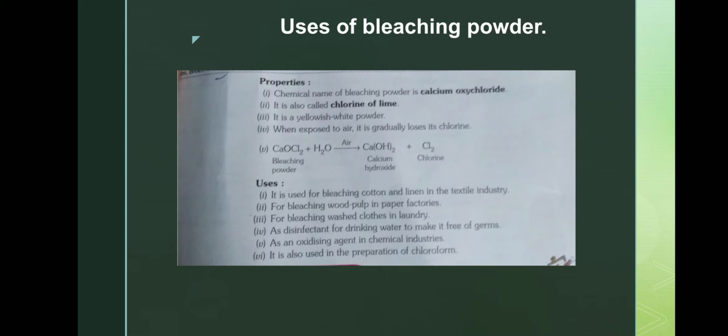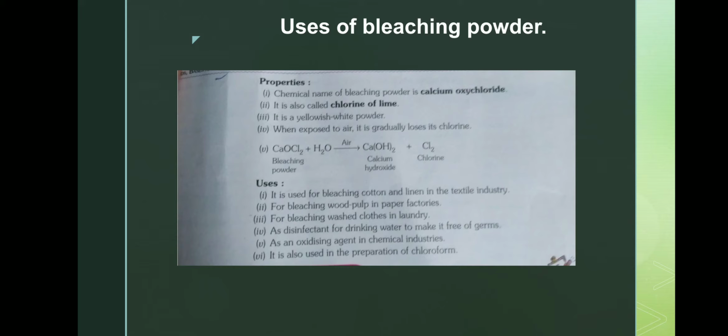Now next one is, what are the uses? Before uses, I want to tell you the properties. As I told you, this is known as calcium oxychloride, as well as chlorine of lime, right? It is a yellowish white powder. And what happens when we leave it exposed to the air? It starts decomposing. This bleaching powder absorbs moisture from the air and converts into calcium hydroxide, and releases a gas, that is chlorine. And due to this chlorine gas, we feel a very pungent smell of bleaching powder, right?